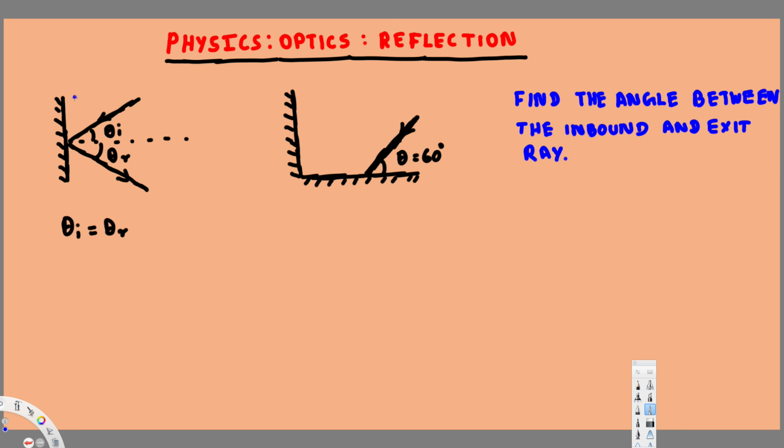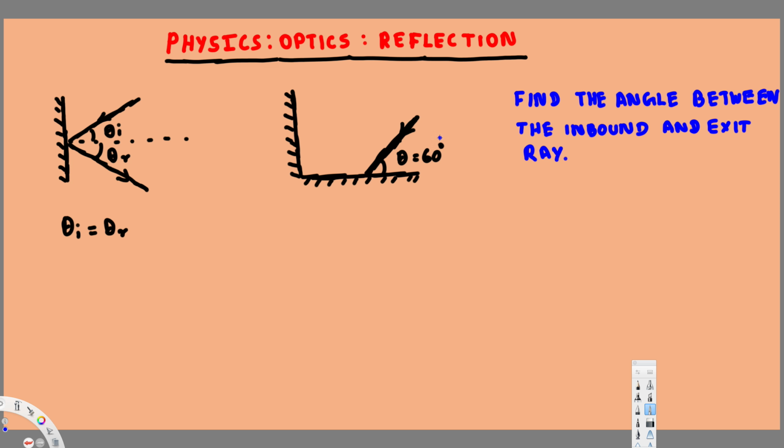If you draw a line perpendicular to the surface, that's what we call a normal line. The angle between the inbound ray and the normal line is called the angle of incidence. And the angle between the exiting ray and the normal line, we call the angle of reflection. These are the two angles, and they're always equal for this kind of surface. Therefore, the angle of incidence is equal to the angle of reflection. We have to use this concept in order to solve this problem.